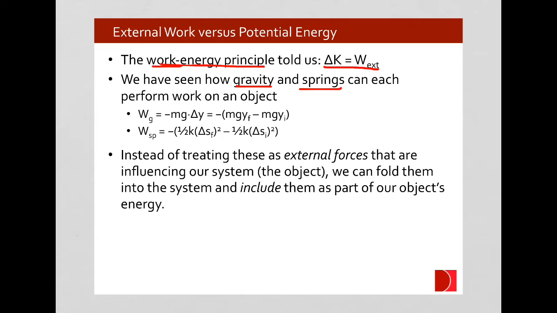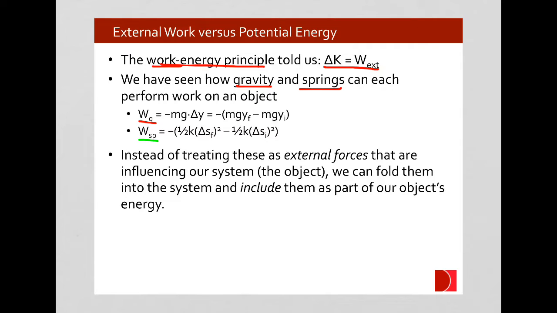We've seen the work done by the force of gravity is force times distance. Since gravity is only vertical, we only care about vertical distance. And since gravity is essentially constant, we can basically do force times displacement. When we look at the work done by a spring, the force of a spring is not constant, and so we had to integrate from an initial position to a final position to find the work done by the spring.